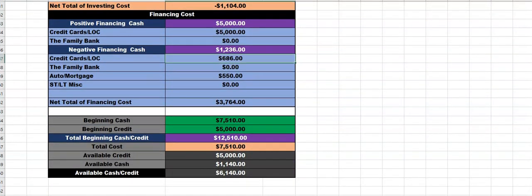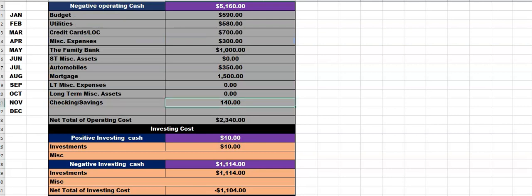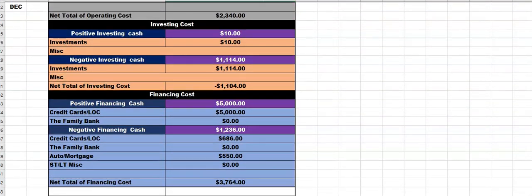So we had $7,510 in cash. We spent the whole $7,510, but $1,140 is now available because $140 went to the savings. And like I said, we're looking at the family bank as cash. That $1,000 went to the family bank.